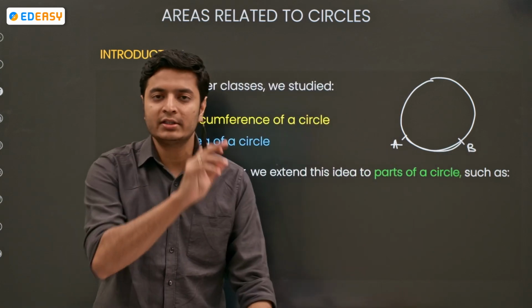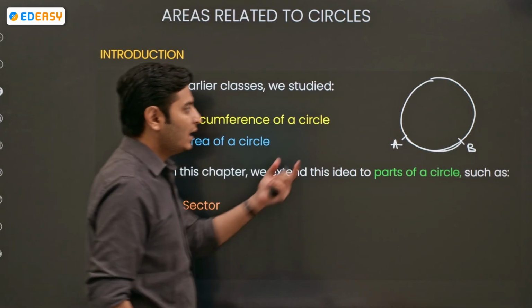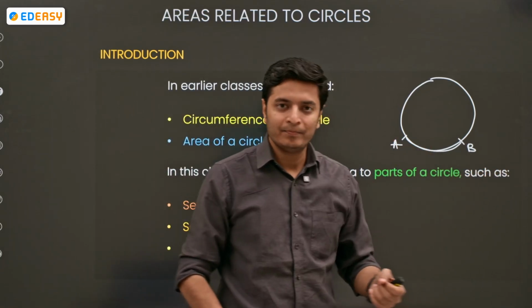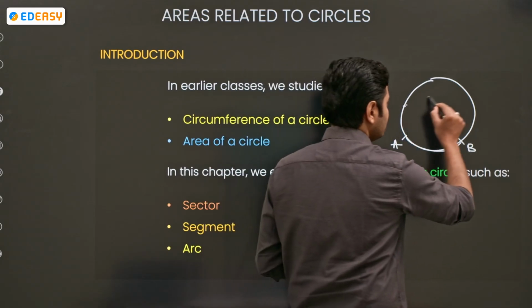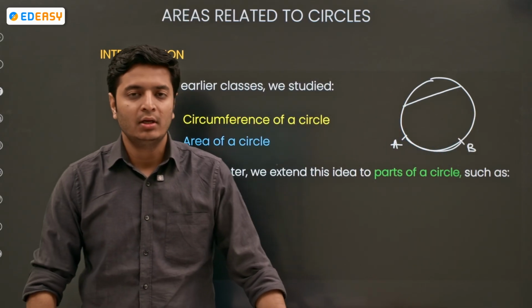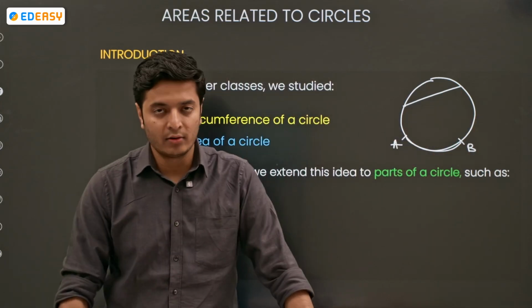This length or this portion of the circumference is known as what? The arc of the circle, correct? This is known as the arc. Then if I am drawing a line segment randomly which is joining any 2 points on the circle, then this line segment will be known as chord, correct?